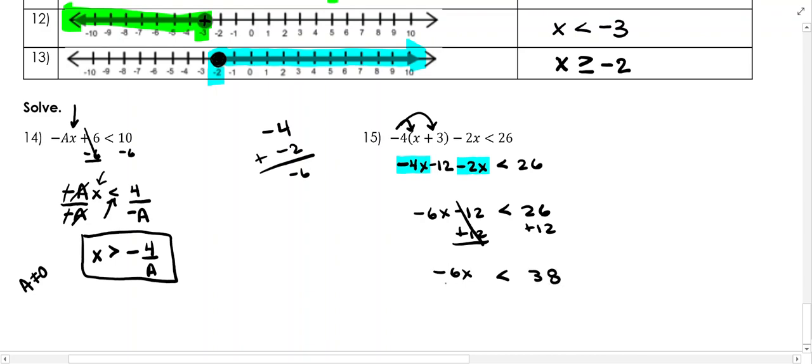And we're dividing by a negative number. So you know what that means? That needs to flip. Now, who came up with these numbers that don't divide evenly? 38 divided by 6. It's 19 over 3, which is 6.3. Oh, yeah, it was me.